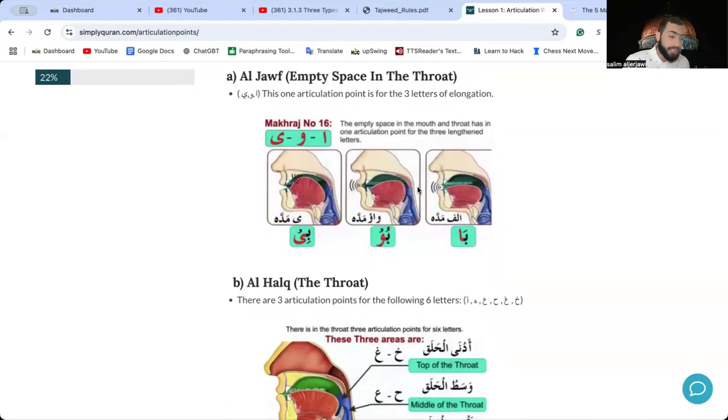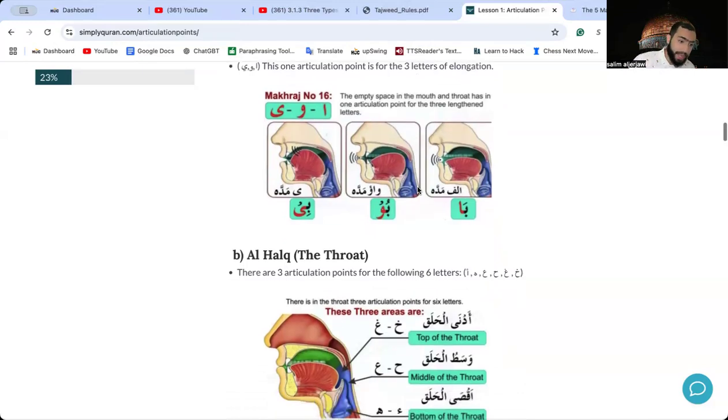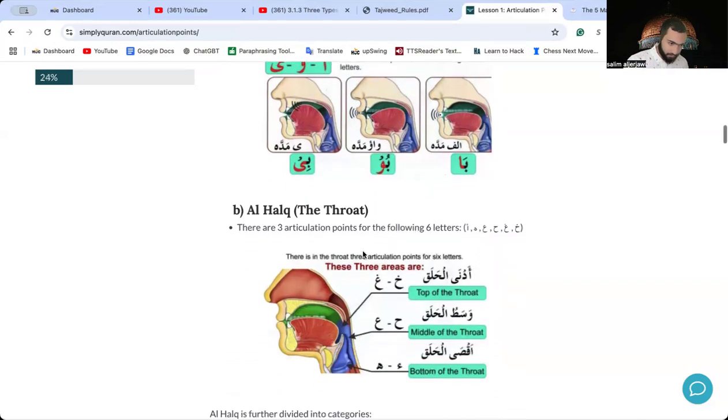Now let's move on to the second exit or the second point, which is the throat. Now the throat, to be specific, has 3 areas. They're divided into 3 sections.